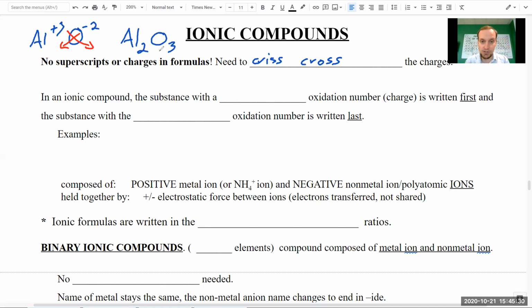So as long as you know the charges from the column that it's in within the periodic table, then you know how to do ionics. It's really not that difficult. Some people just seem to make it harder than it should be.